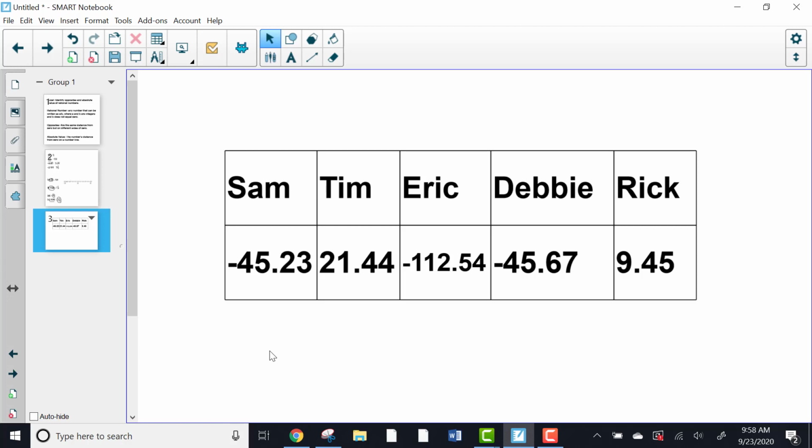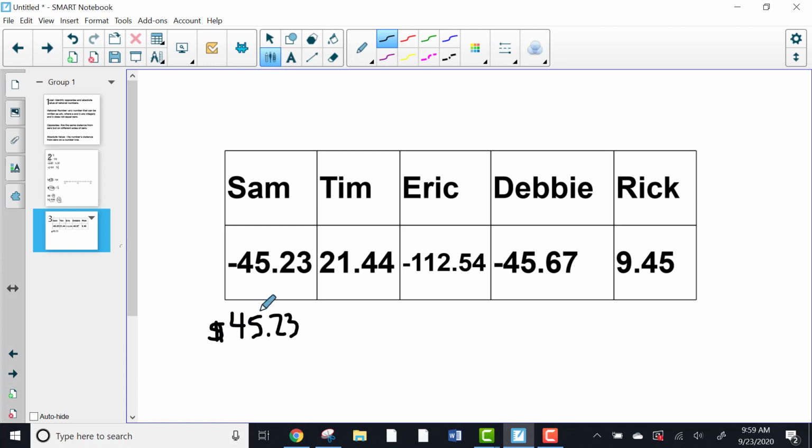Okay, so if we are taking a look at opposites, for example, let's say we have Sam, and we need to think about he has a balance of negative $45.23. We can see the opposite of that would just be $45.23 there. Okay. We can see Tim, his balance, $21.44. We can see the opposite of that is negative $21.44.